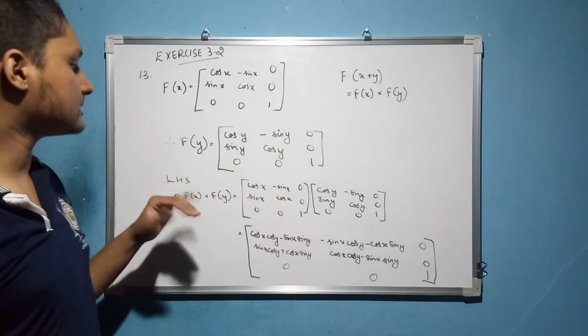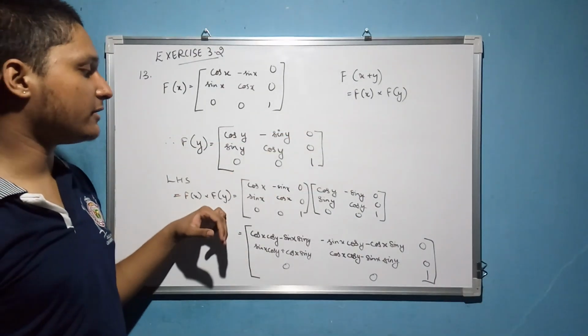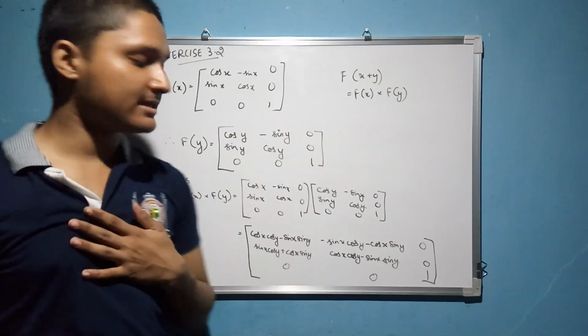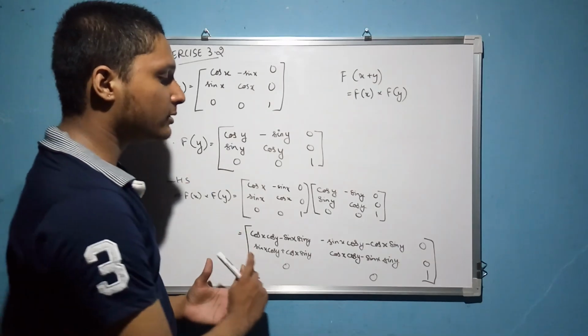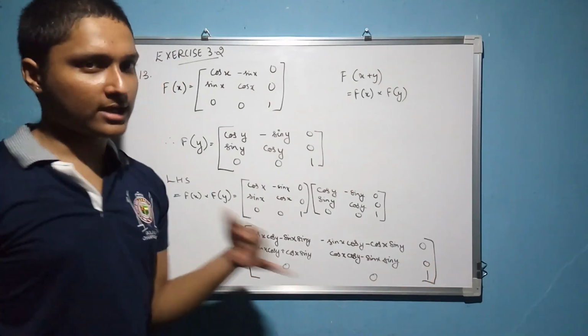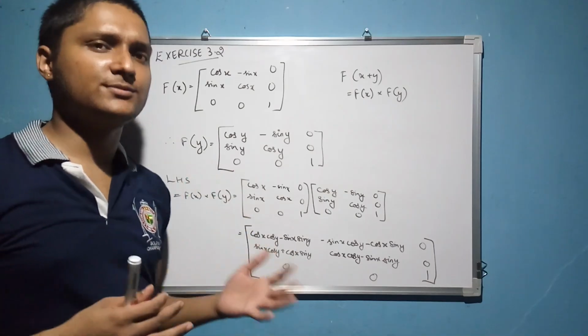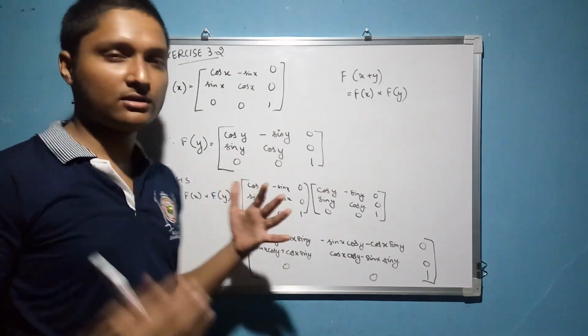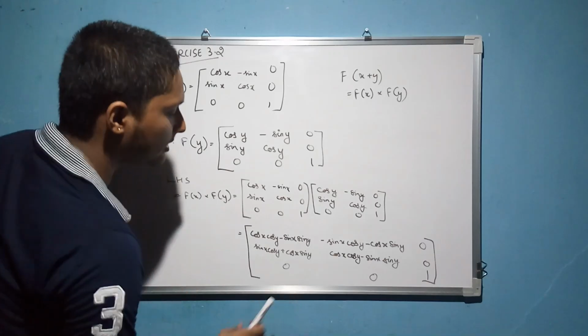In the textbook it is given LHS. So LHS is equal to f of x into f of y. So I'm going to multiply these two things. After multiplication, I am going to get this expression. You can multiply by yourself because it becomes practice. At first it becomes very difficult, but later you can do it faster.